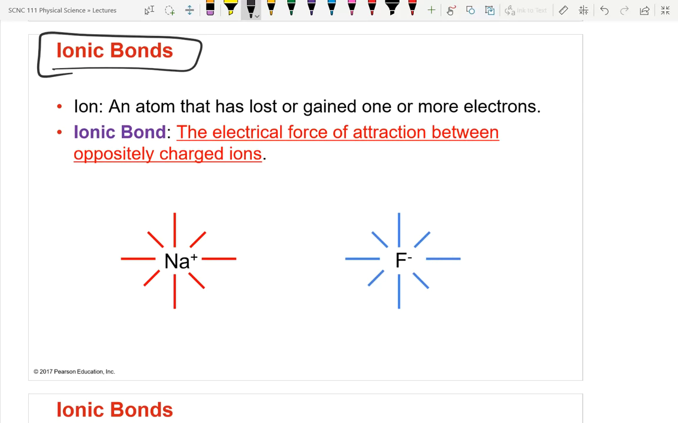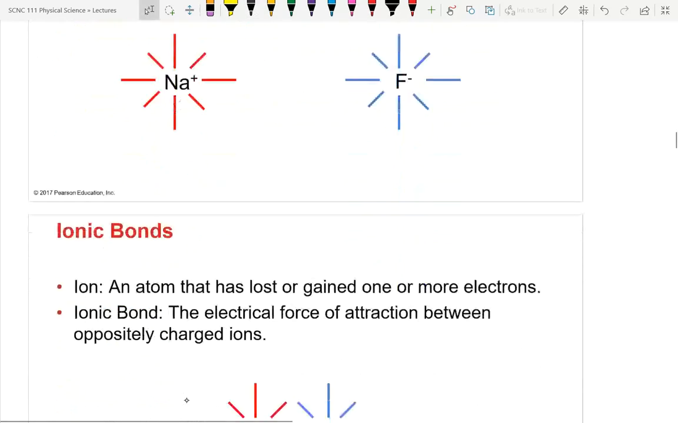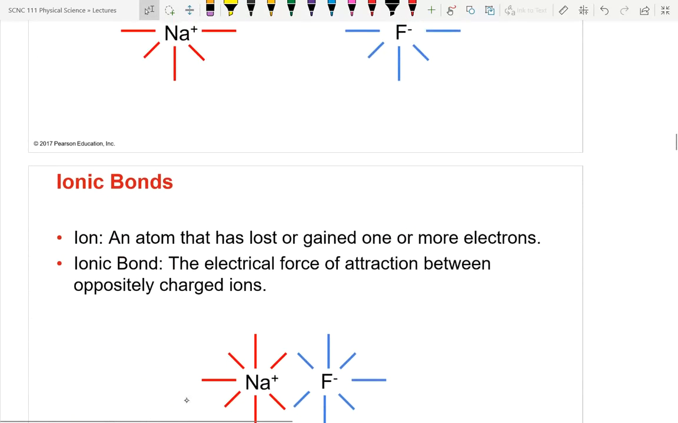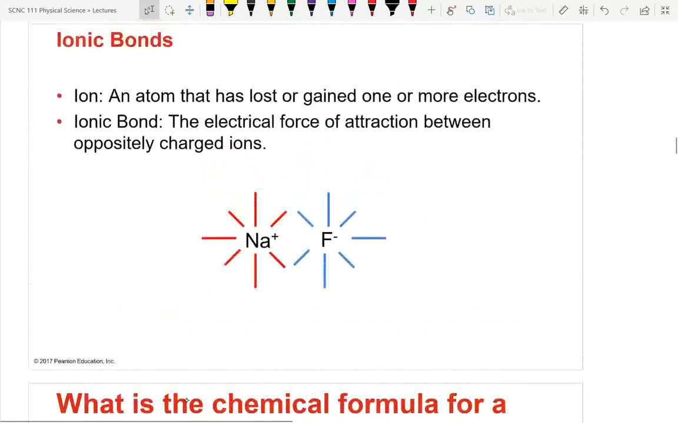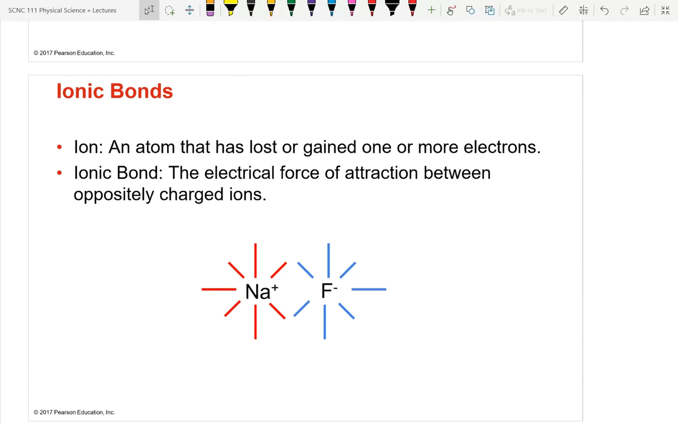Fluorine says, yeah, I'm totally with that. But then the fluorine has a negative charge and sodium has a positive charge. And since opposites attract, those two ions are attracted. So that's an ionic bond. So you've had an electron that has been given up by one and taken by the other. So we draw this using the Lewis dot structure.